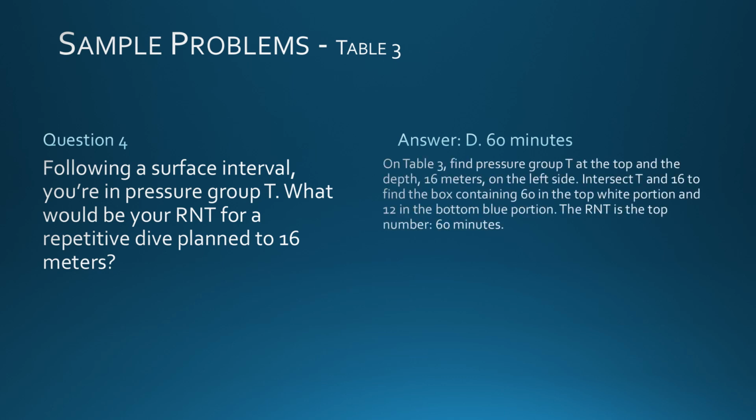On Table 3, find pressure group T at the top and the depth 16 meters on the left side. Intersect T and 16 to find the box containing 60 in the top white portion and 12 in the bottom blue portion. The RNT is the top number, 60 minutes.